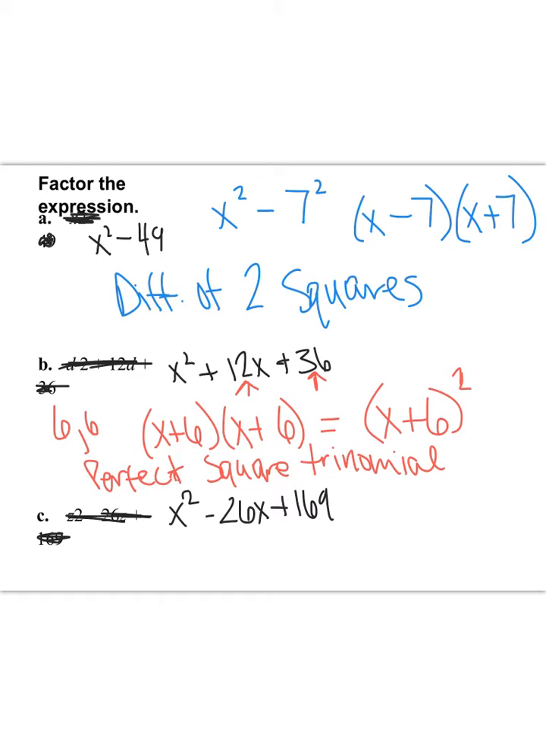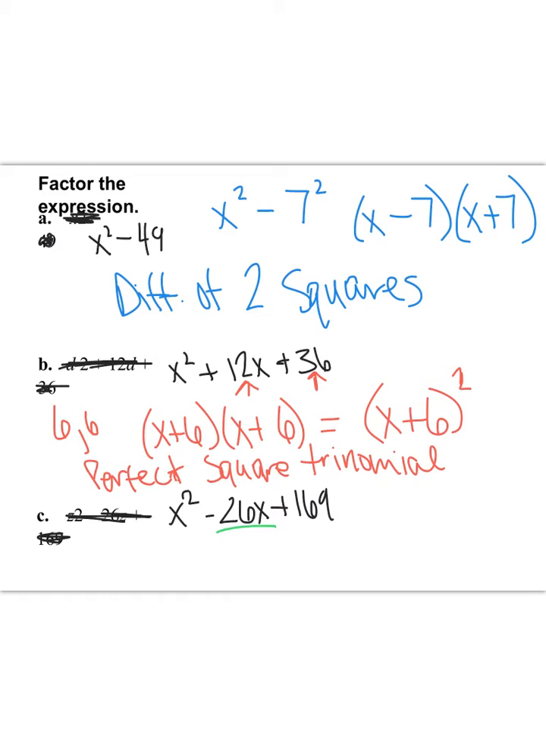So in this bottom example, do we have the difference of two squares? No, we don't. Remember, we have this middle term here with an x, so we don't have difference of two squares. But maybe we have a perfect square trinomial, and we want to factor it.